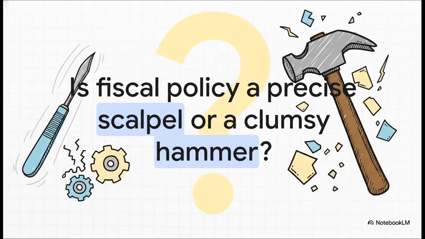Which leaves us with one final big question to think about. Given how powerful it can be, but also how slow it is and the side effects it can cause, is fiscal policy a precise tool, like a surgeon's scalpel, carefully fixing economic problems? Or is it more like a clumsy hammer? Yeah, it's powerful, but it's slow to swing, and sometimes you end up causing a bit of unintended damage. Thinking about that trade-off, that's the key to really mastering fiscal policy.